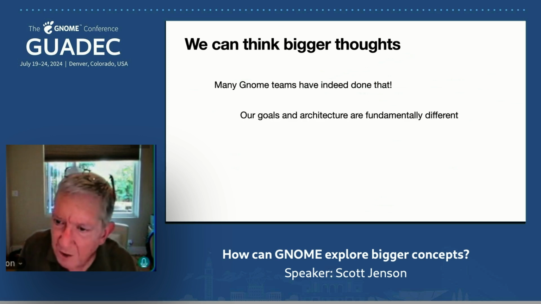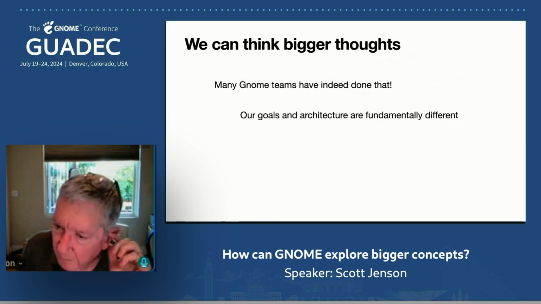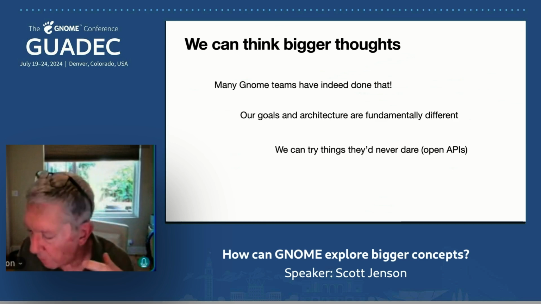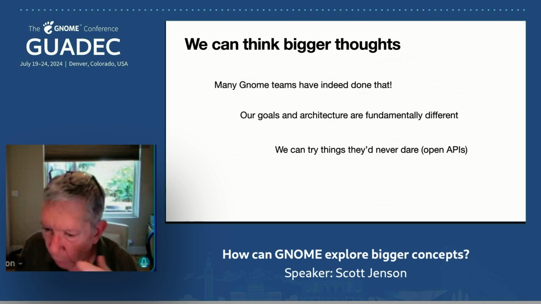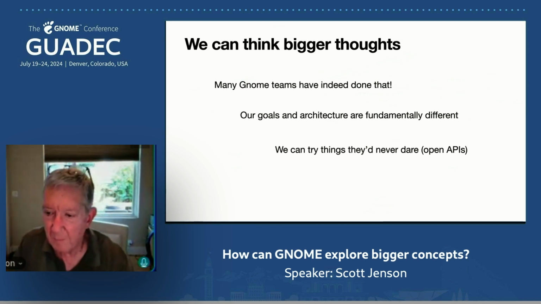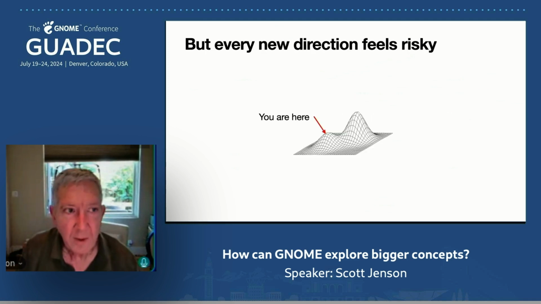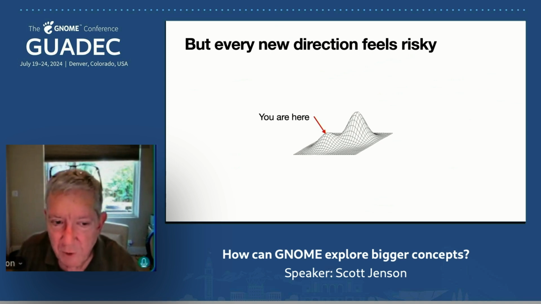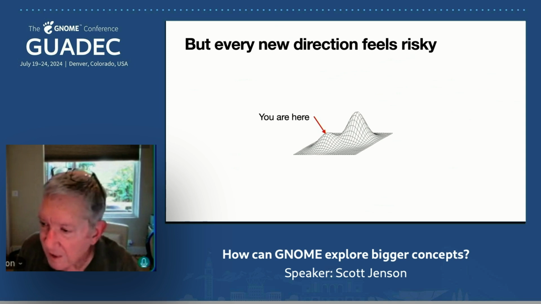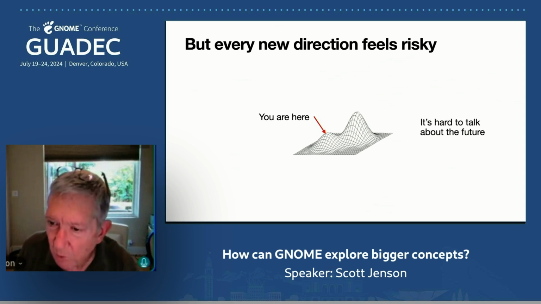But our goals and our architecture are fundamentally different from these for-profit companies. And we can do things that they would never dare with open APIs and much more forking ability to do more experiments. So I believe that we can actually not only do these things, but have a kind of exponential growth. The more things we try, the more experimentation that we can do. But every new direction feels risky. So if we're at a local maximum, no matter where you go off the hill, it's a step downwards. And so that just feels really weird. So it's hard to talk about the future.